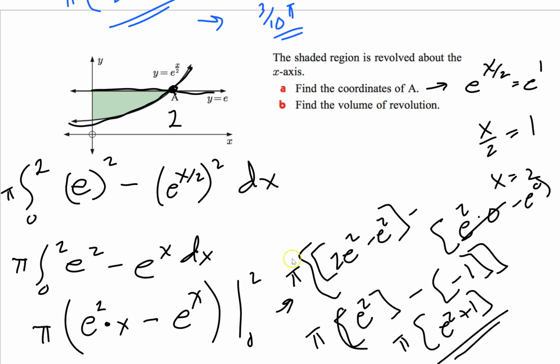I got a little messy there, but the general idea is I just simplified it and plugged in 2 to everything. So 2e squared minus e squared, I could reduce that and just get e squared. I plugged in 0 to everything. That just goes away. This doesn't go away. It's e to the 0, which is 1. Very important, right? E to the 0 is 1. So then it was negative, negative 1, so plus 1. So I got that.